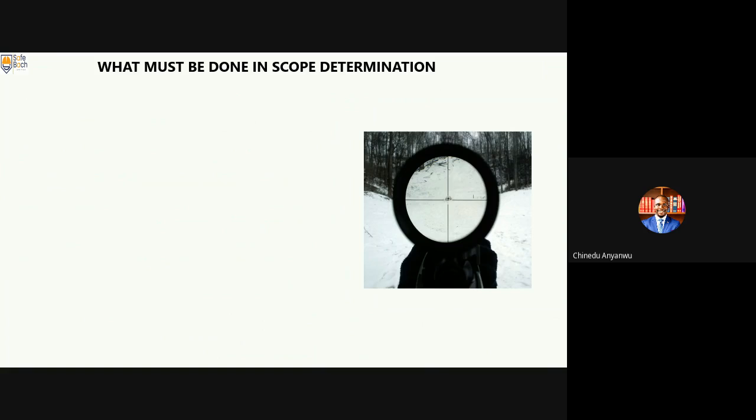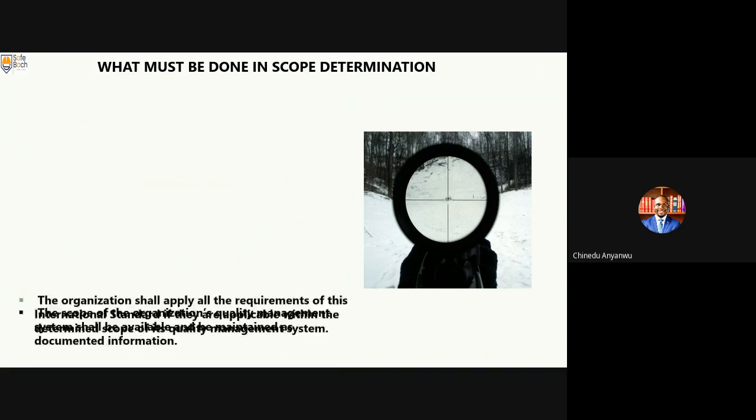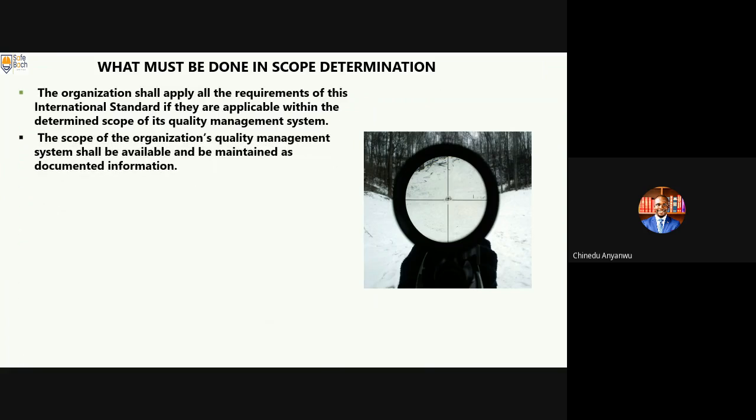Now, what must be done in scope determination? Let's look at some of it. We're referring back to the quality management system standard. I'm going to read. It says, the organization shall apply all the requirements of this international standard if they are applicable within the determined scope of its quality management system. The scope of the organization's quality management system shall be available and maintained as documented information.